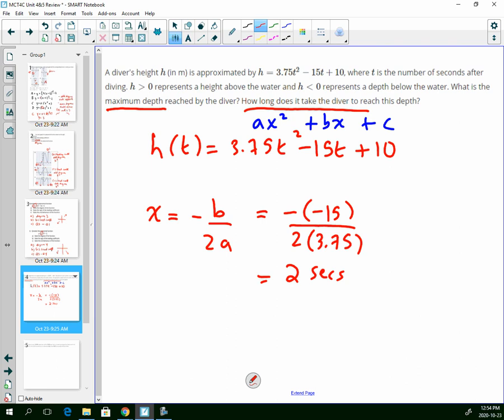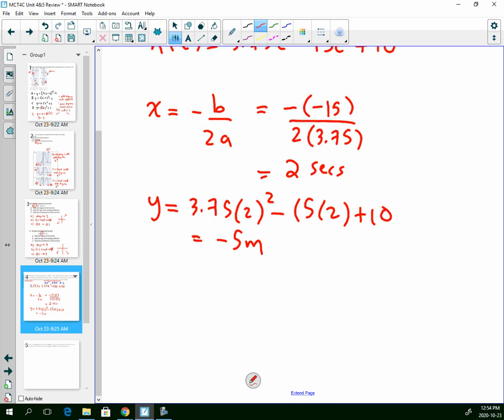How long does it take to reach the depth of the maximum? It takes 2 seconds. If I want to find the actual max depth, I'm just going to put this value back into the equation. And that will give me the maximum depth, which works out to be negative 5 meters. So why is it negative? Well, because he's diving down.